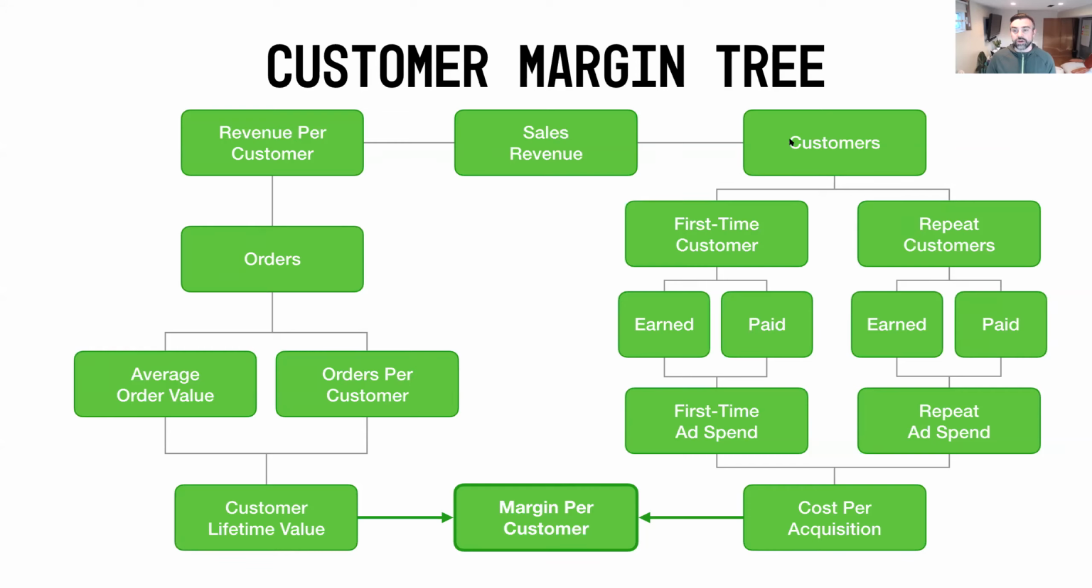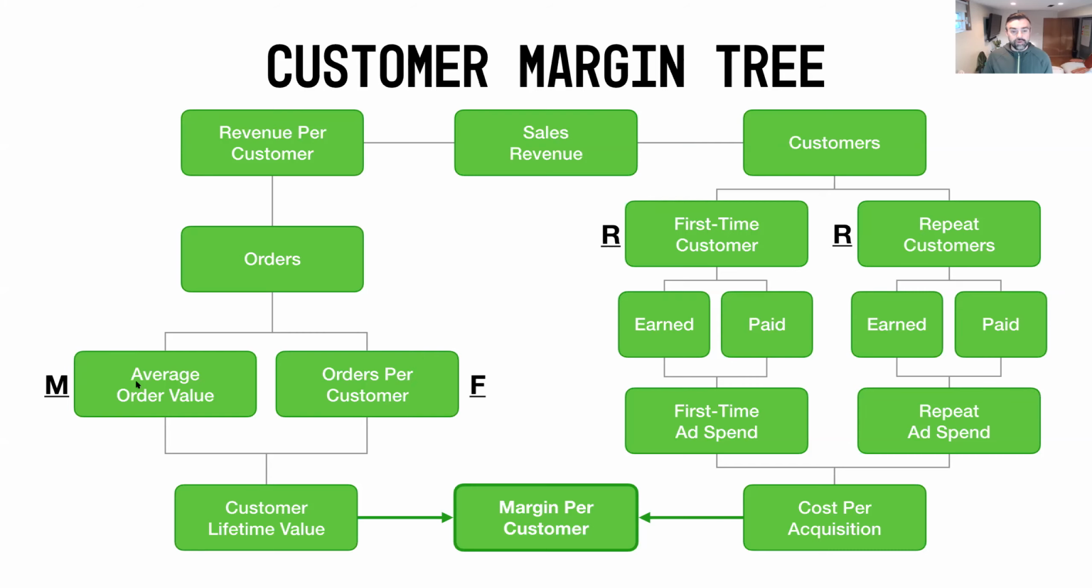On the other side of the equation, we took a look at the customers and how first-time customers versus repeat customers play a role. And from there, whether they are paid or earned customers that are first time, or paid or earned that are repeat customers. And then from there, we take a look at the advertising spend to arrive at what we call our cost per acquisition. So when we apply the RFM model to this, the R, or the recency, speaks to the first-time customers and the repeat customers. The F speaks to the orders per customer. And then the M speaks to the average order value.